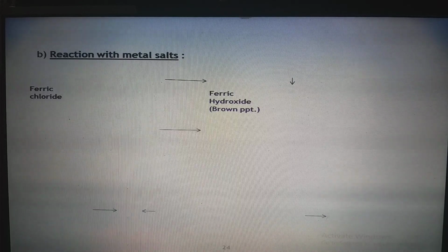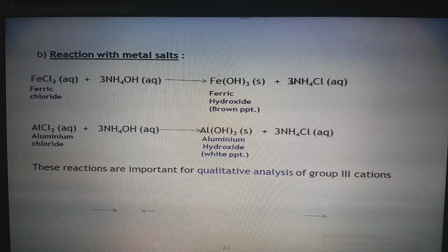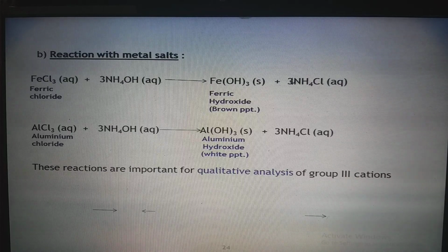Reaction with metal salts. Ammonia reacts in its aqueous form with ferric chloride to give a brown precipitate of ferric hydroxide. Similarly, it reacts with aluminium chloride to give a precipitate of aluminium hydroxide, which is white in color. These reactions are important for qualitative analysis of group 3 cations, as ammonium hydroxide behaves as a group reagent and gives precipitates. The precipitate indicates that group 3 cations are present.